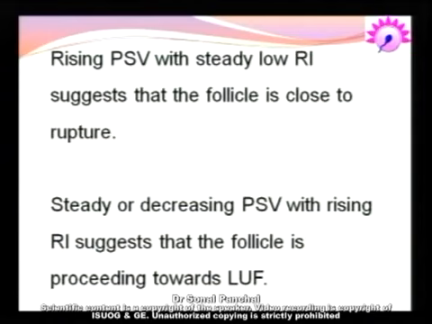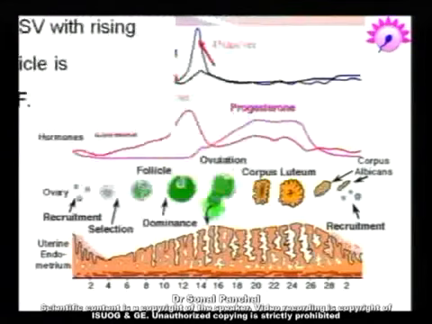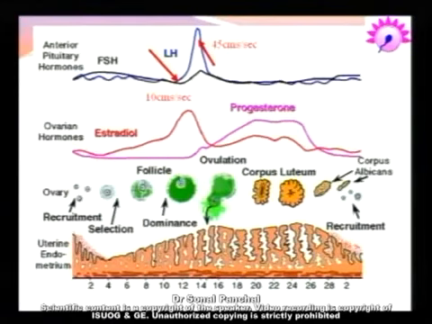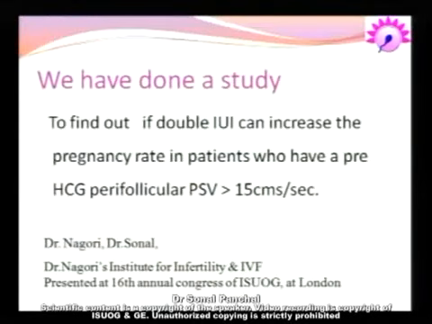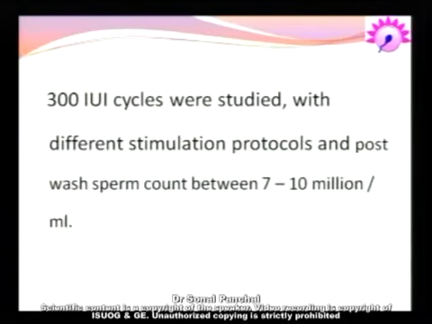Whereas the contrary, if the PSV is steady or decreasing and the RI is rising, this is a sign that this follicle is not going to rupture. It's going to go towards a luteinized unruptured follicle. Now, based on this concept, we did a study to find out that when the PSV of the follicle was high, say not 10 but 15, 20, 25, when we did a scan before giving an HCG, in these cases, we assume that the follicle is going to rupture early, and therefore, would an early IUI help us?